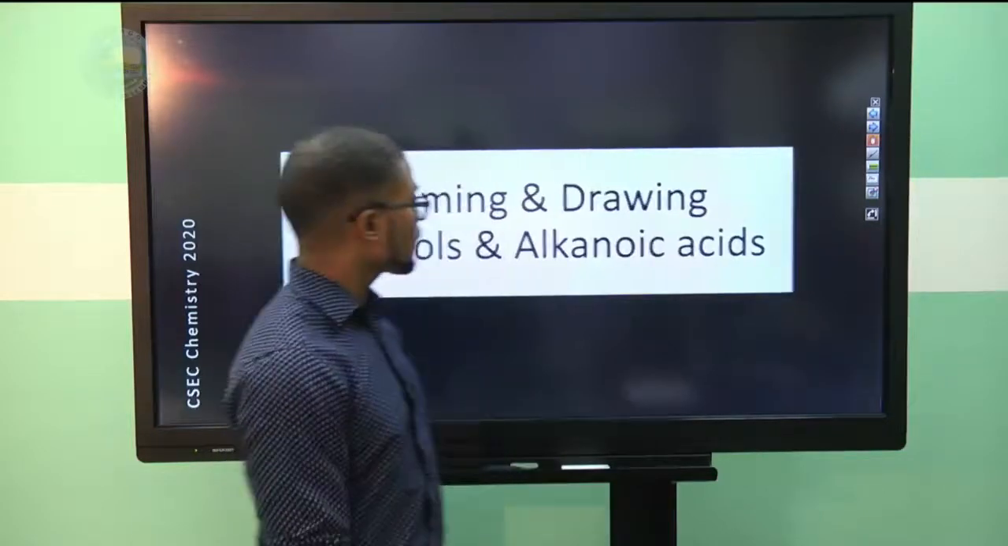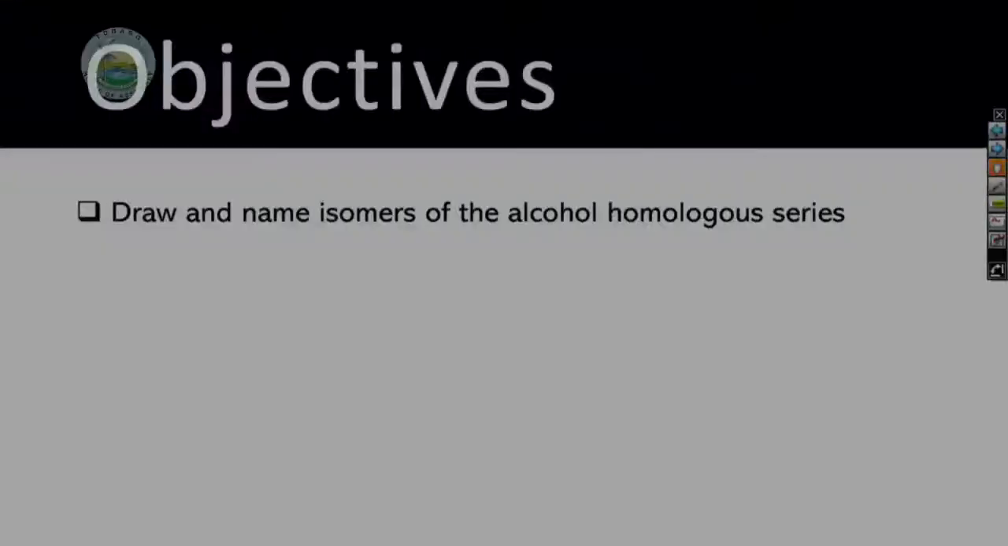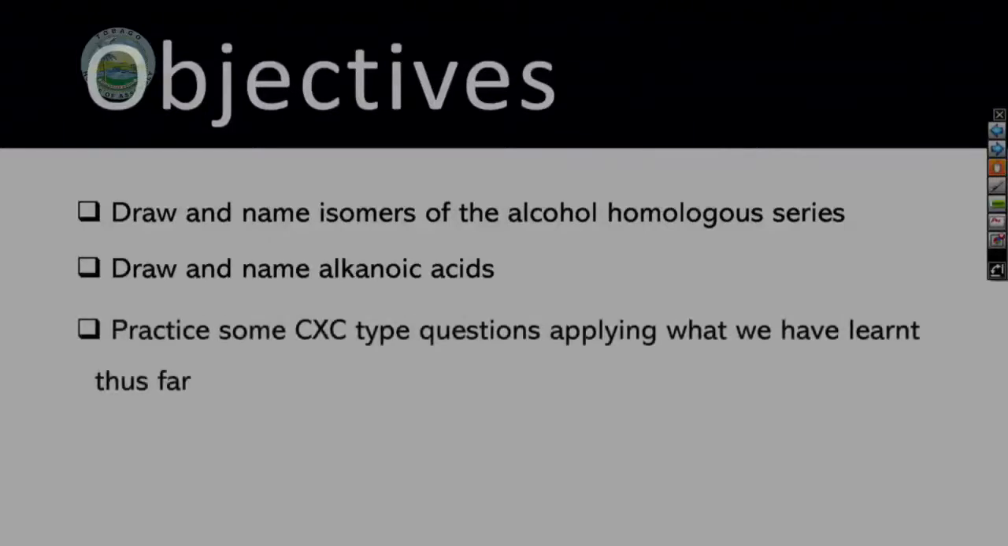So let's look at some of the objectives that we have for today. At the end of this lesson, you should be able to draw and name isomers of the alcohol homologous series. You are also going to learn how to draw and name alkanoic acids. And lastly, we are going to practice some CSEC type questions applying what we have learned thus far.